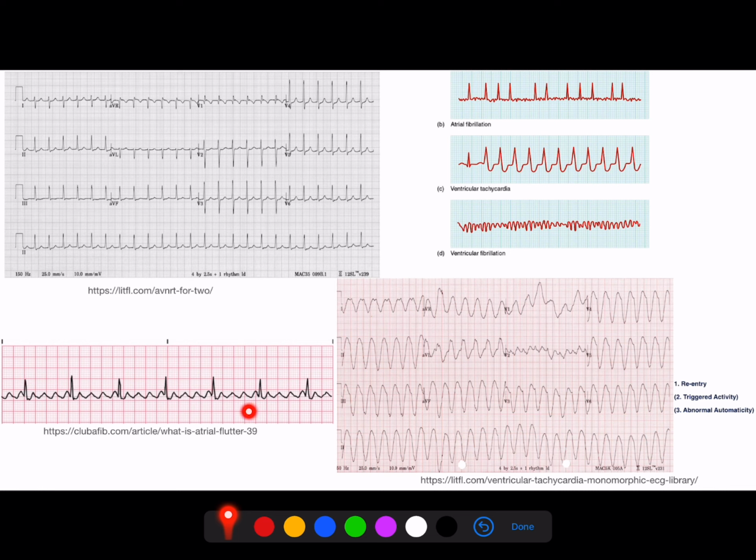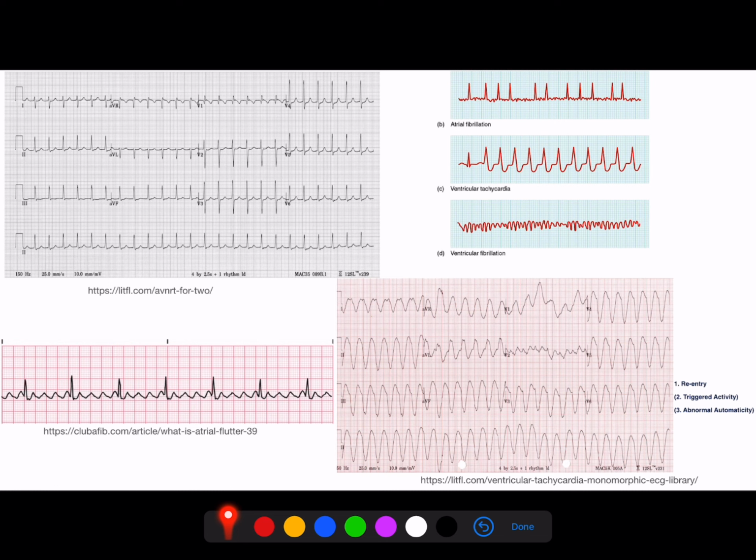Then atrial flutter. The difference between atrial fibrillation and atrial flutter is that in atrial flutter we have again one focus of re-entry and not multiple like in atrial fibrillation. So that means we have a kind of regular atrial contraction, but it's still too fast to be conducted through the AV node every time. So we have basically regular P waves and some regular QRS complexes following.